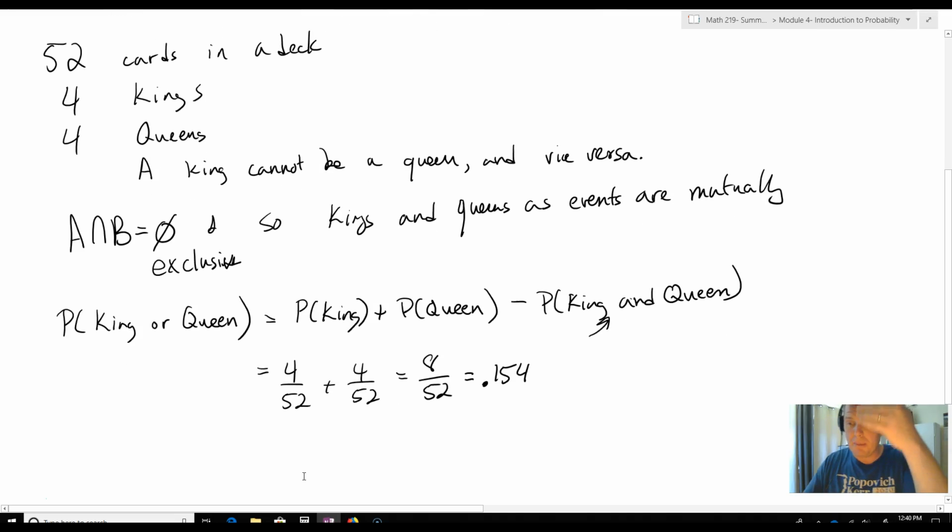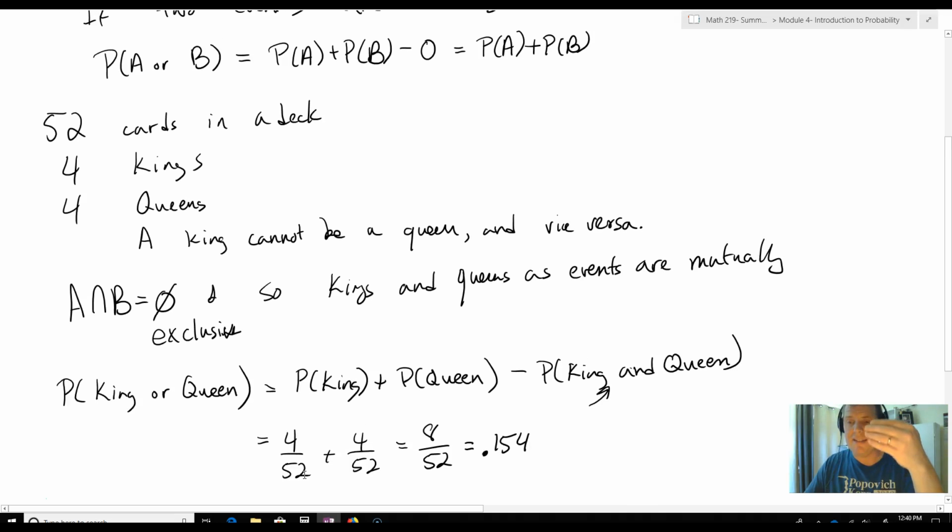Okay, so I know something about the problem. That is that my two events are mutually exclusive. I need to factor that into how I think about this particular problem. Okay, and that ends the lesson.